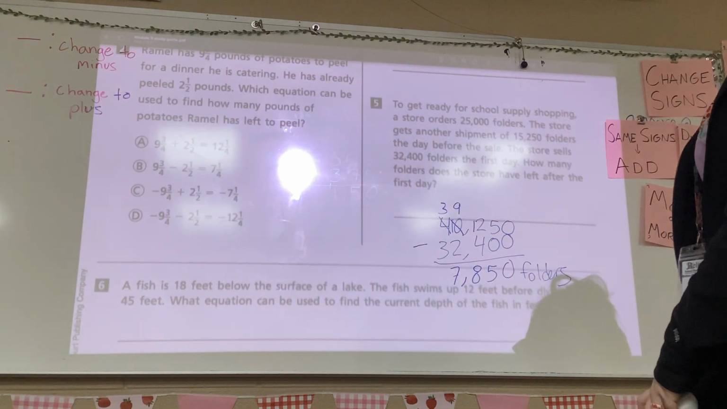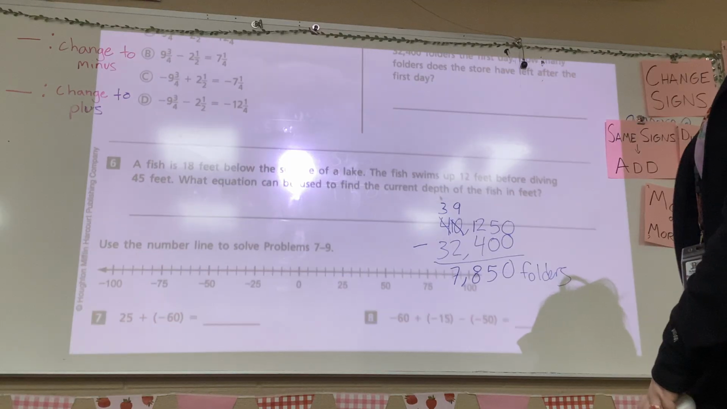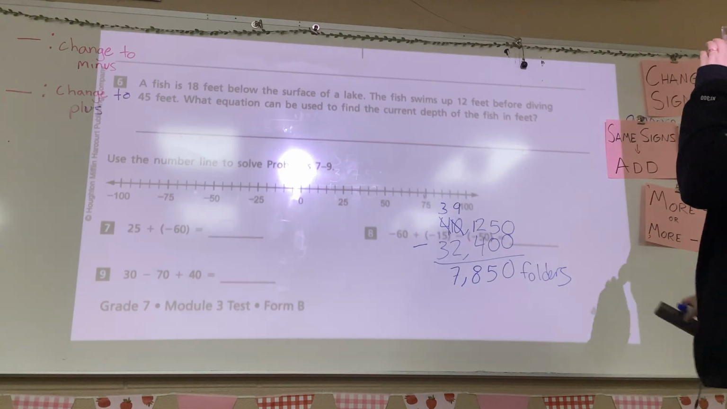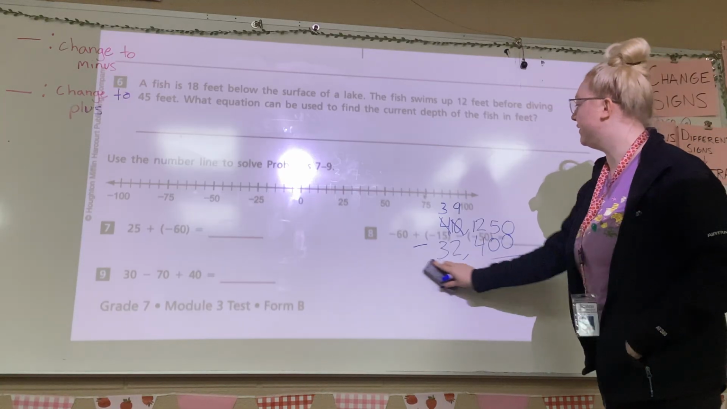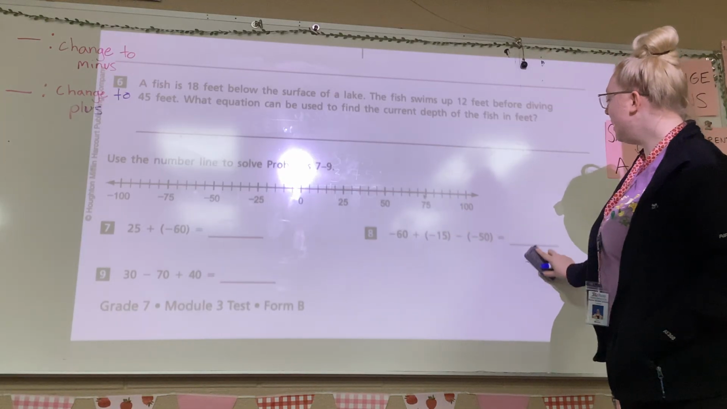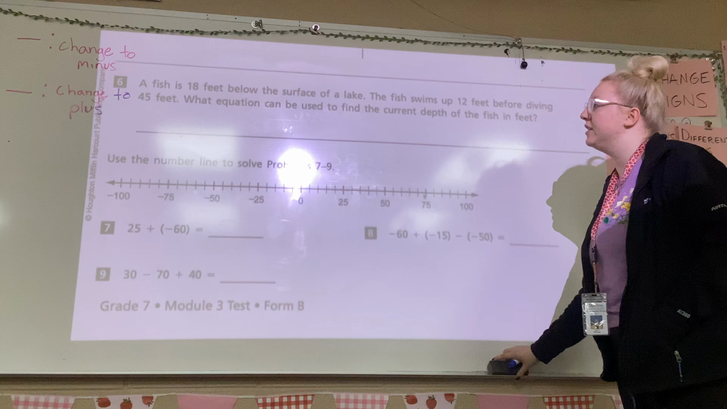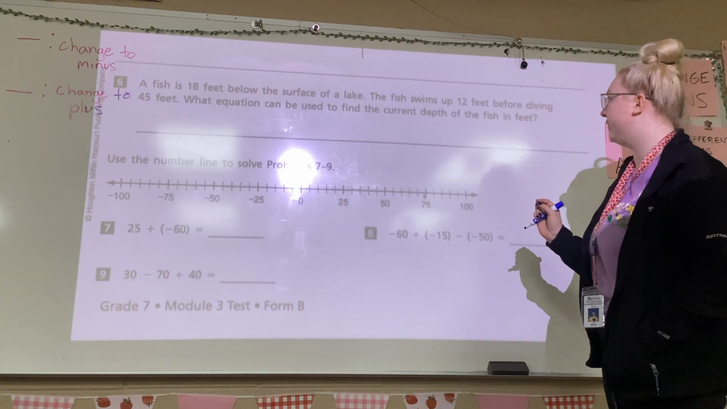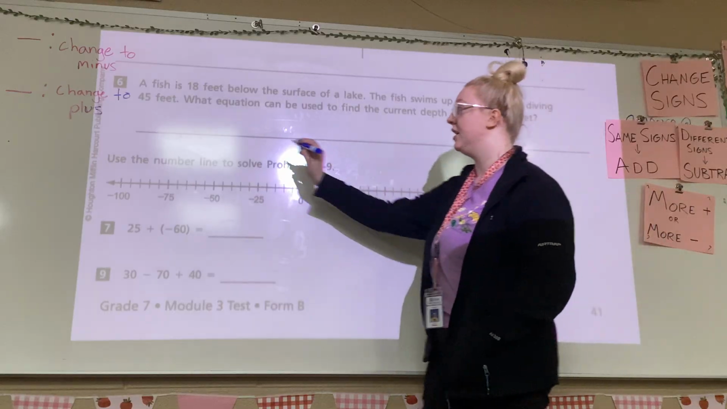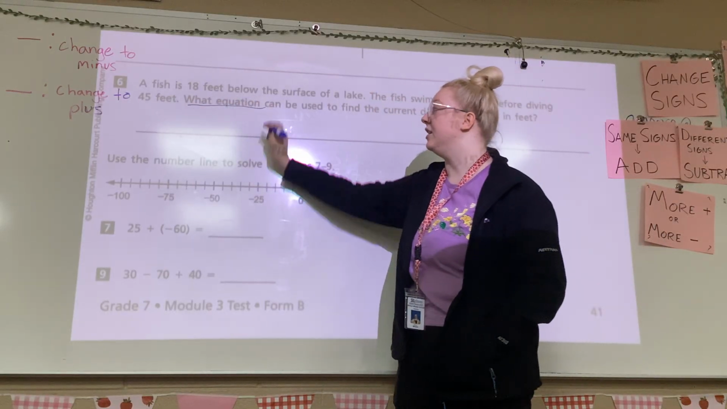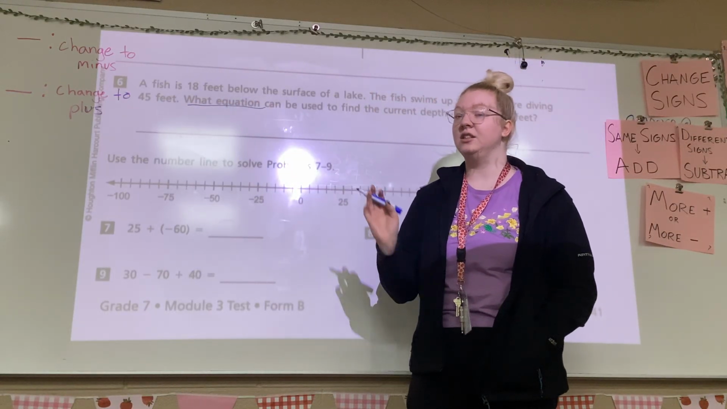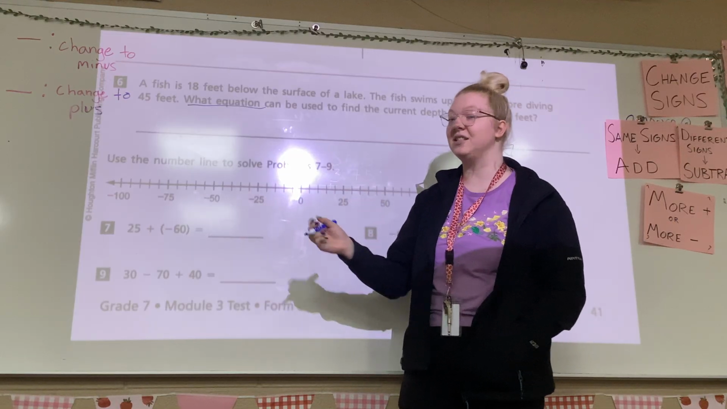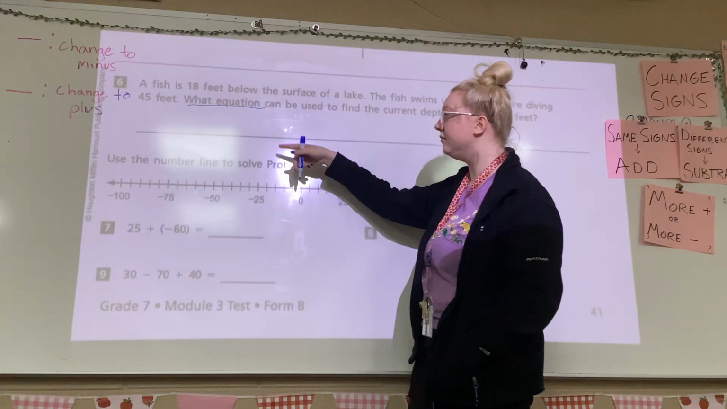Okay. A fish is 18 feet below the surface of a lake. The fish swims up 12 feet before diving to 45 feet. What equation can be used to find the current depth of the fish in feet? This is so important. What equation? Okay, we can find the answer as well, but they're not just asking for the answer, they want the equation.